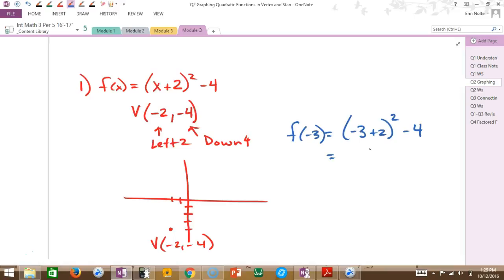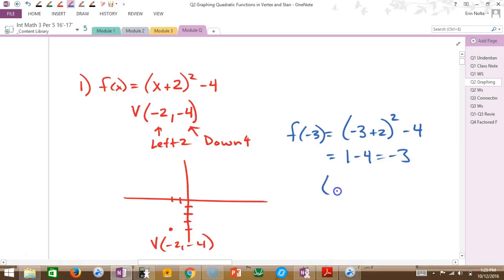Is there an a? There is an a, it's just not written. It's invisible. It's a value of 1. Why didn't you write it? Because do you usually say 1x? Okay, so what's -3 plus 2? -1. What's -1 squared? 1. And what's 1 minus 4?